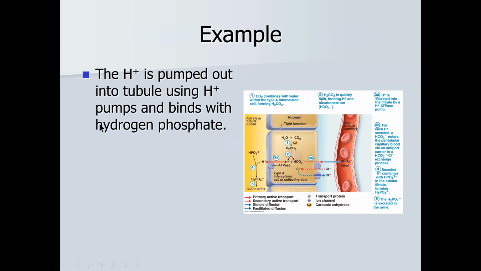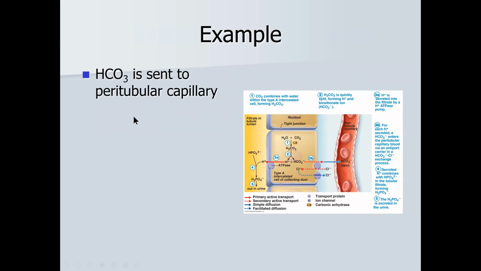Hydrogen is pumped out into the tubules using the hydrogen pumps and binds with hydrogen phosphate. Bicarbonate is sent to the peritubular capillaries. Remember, the peritubular capillaries were the efferent arteriole out of the glomerulus that becomes the peritubular capillaries that surround the proximal convoluted tubule, the distal convoluted tubule, the collecting tubule, and the loop of Henle, the descending and ascending limbs. And in the juxtamedullary nephrons, where it formed that long, straight area of capillaries, we call it vasa recta. This is just a review of the things we talked about last week.